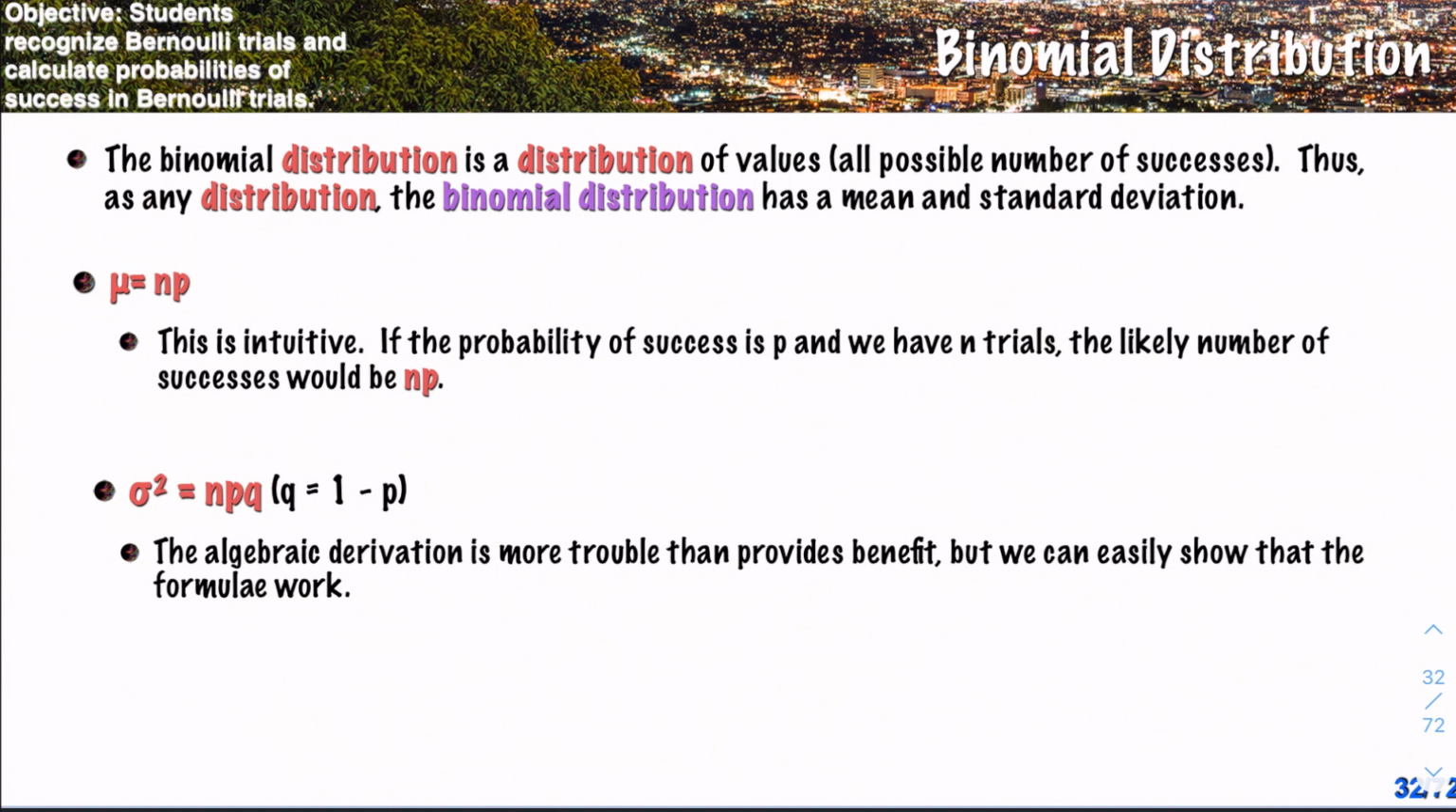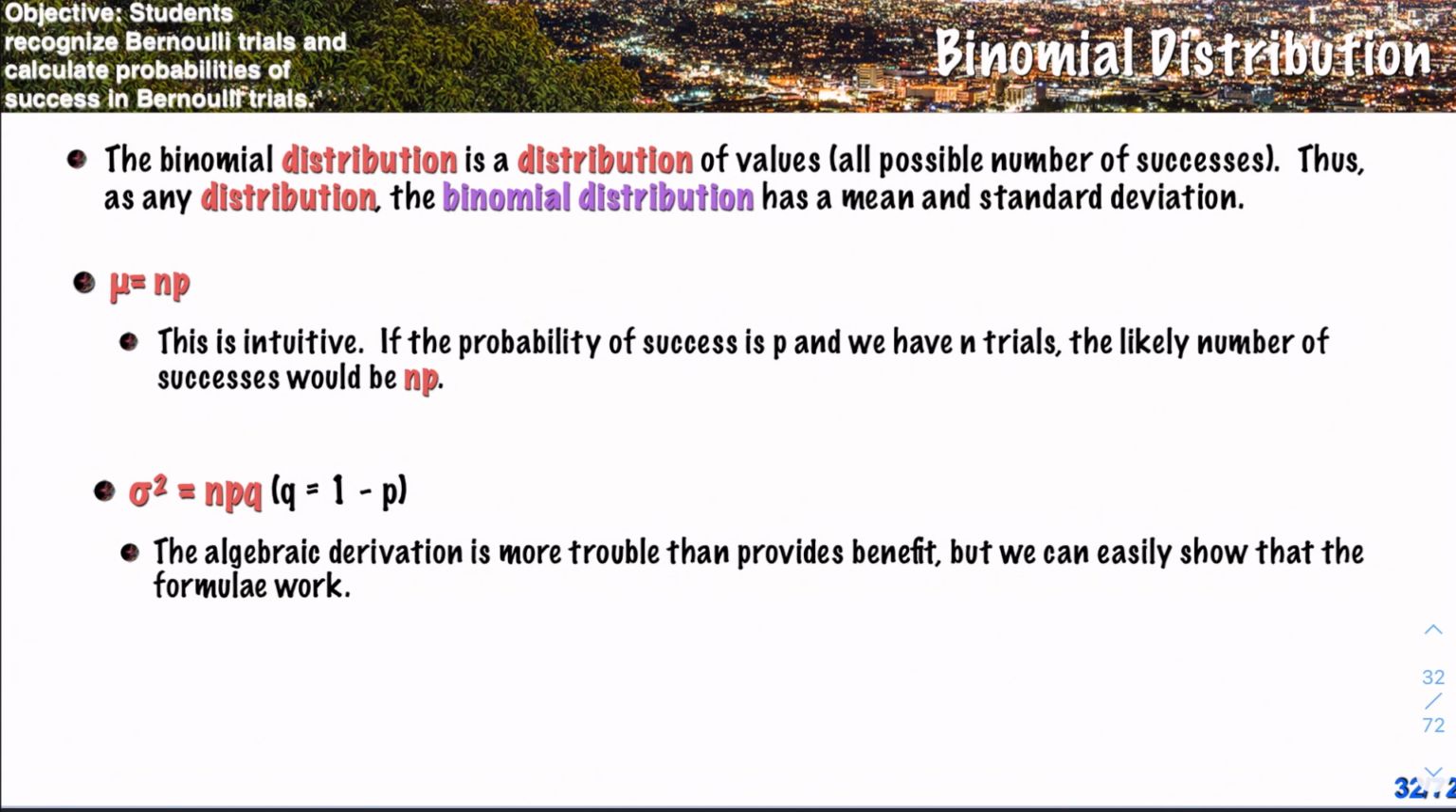The binomial distribution is a distribution of values, all possible number of successes. Thus, as with any distribution, the binomial distribution has a mean and a standard deviation. So what do we mean by that again? Mean is just the average or the expected value. And so what we can do is just take the number of trials times the probability of success and get the mean. That is our expected value. So this is pretty intuitive. If the probability of success is p and we have n trials, the likely number of successes would be n times p. If you roll a dice 6 times, you expect to get one 6. Hence 1 out of 6.